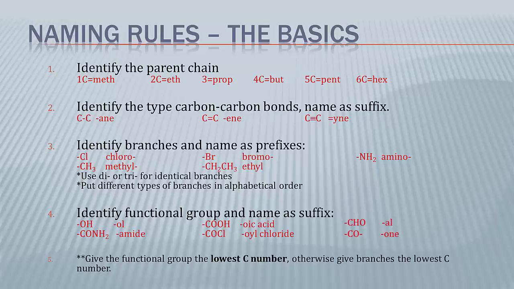The third step is to identify branches in the molecule and name these as prefixes. These are the 5 common branches that we will encounter. The fourth step is to identify the functional group and name this as a suffix, and these are 4 of the functional groups. The last step is very important. You must give the functional group the lowest carbon number when numbering the parent chain. Otherwise, give the branches the lowest carbon number possible.